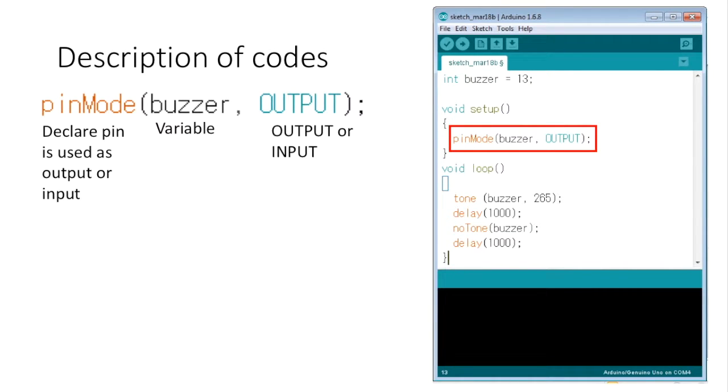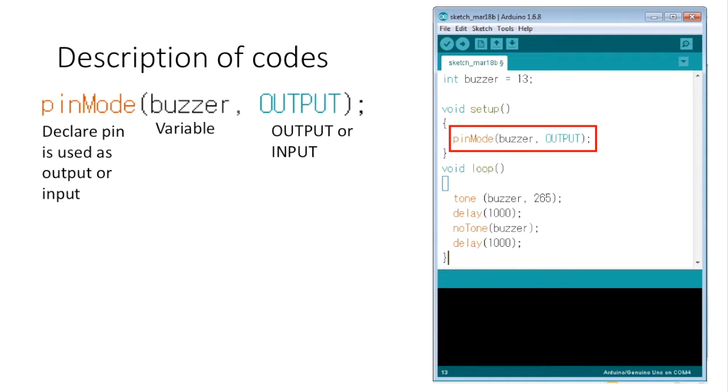Next, after declaring all our pins in the portion above the void setup, we will need to declare the pin mode inside the void setup. So inside the void setup, we always declare our pin mode. The reason why we need to declare our pin mode is that some of the pins that we use can be used as both an input and an output. So we need to clarify with the computer which we are using. Is it input or output?